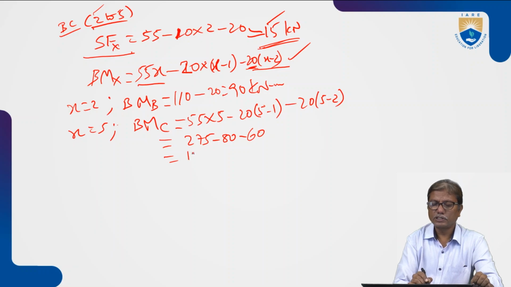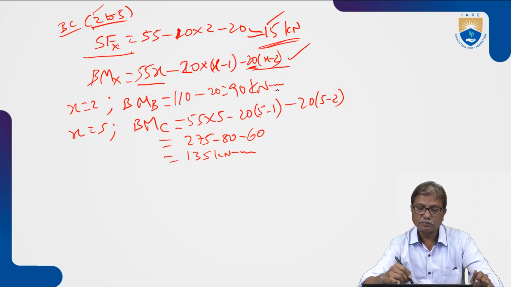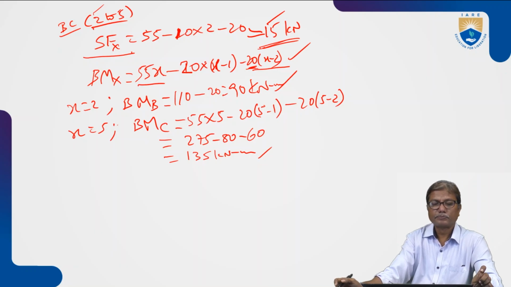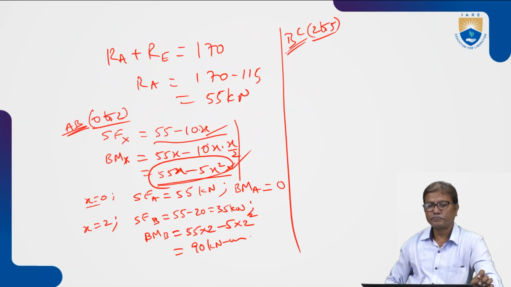275 minus 140 is 135 kilonewton meters. So the bending moment varies from 90 to 135. Okay? And the variation will be linear. Understand? Next, consider the third section.